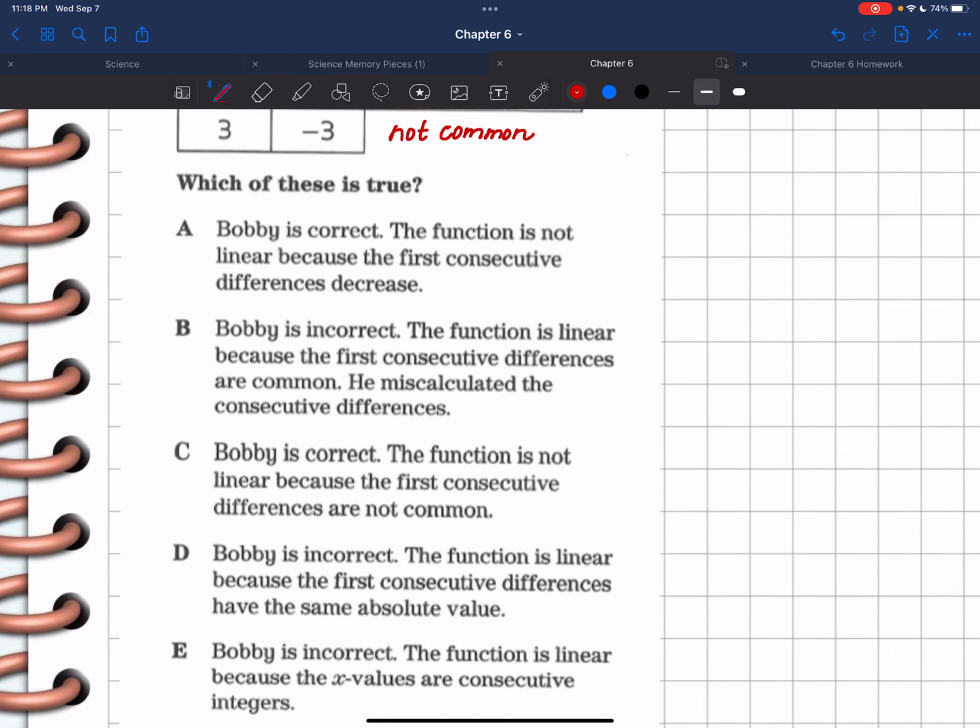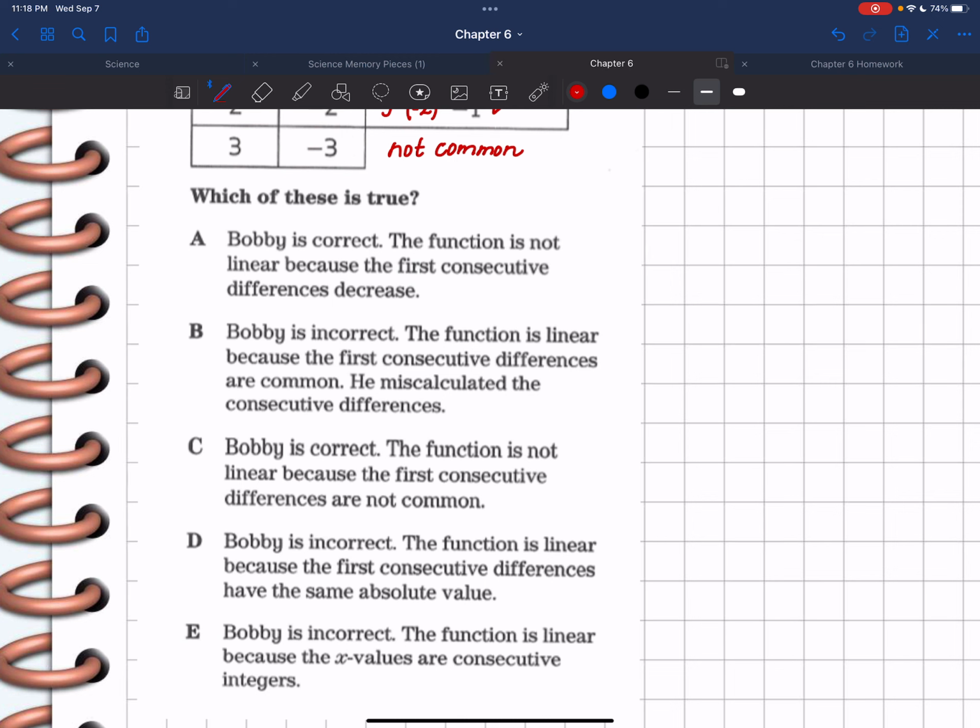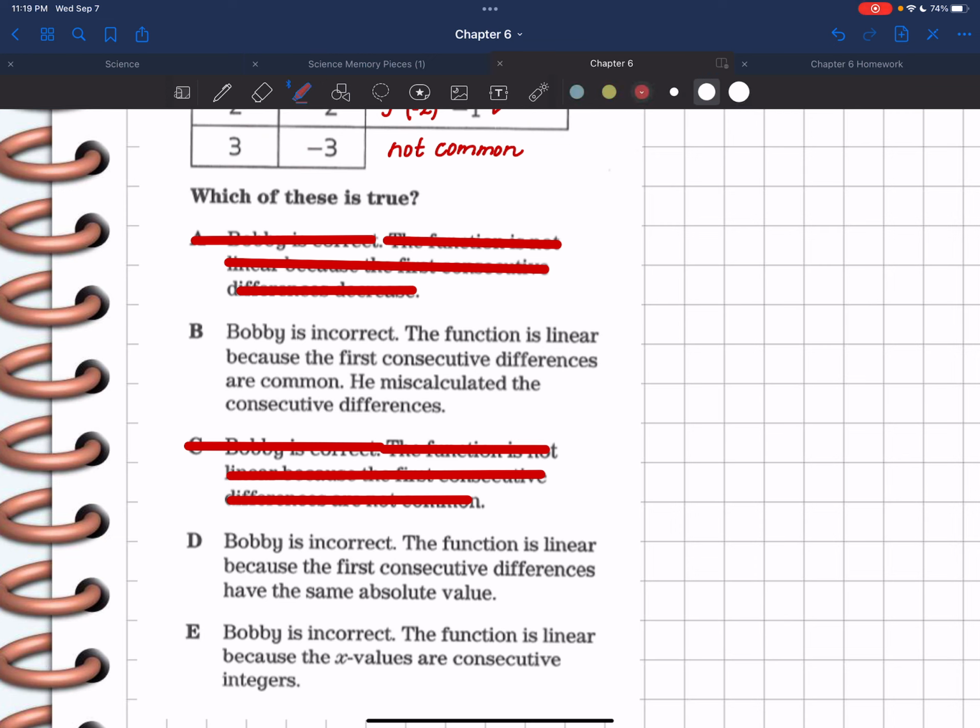Which of these statements is true? So any of them that say he's correct, we can do what? That one says incorrect. Okay, so we can eliminate 2 of them because they say that Bobby was correct. Bobby was not correct. So B, D, and E say Bobby was incorrect. We know that's true. All of those could be possibilities.